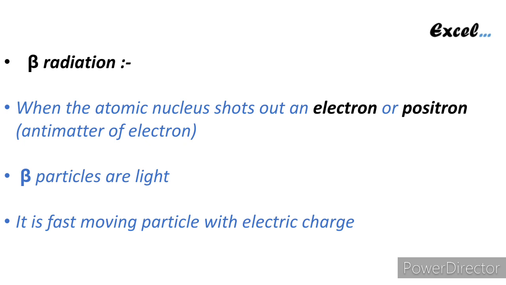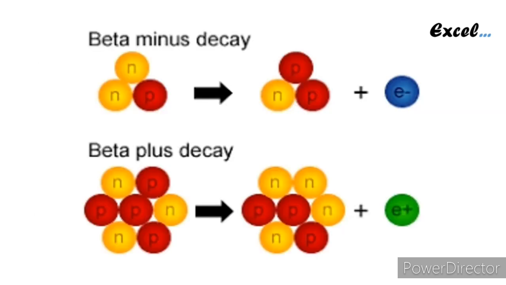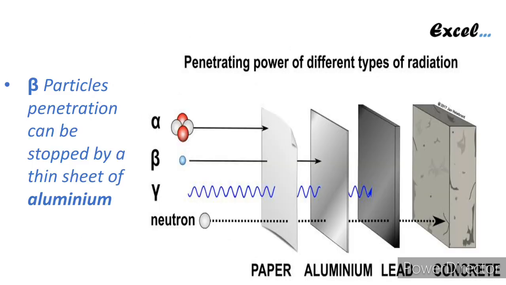Beta radiation. It is when the atomic nucleus shoots out an electron or a positron, which is the antimatter of the electron. Unlike alpha radiation, which is heavy, beta radiation is light. It is a fast moving particle with electric charge. Here in the figure you can see beta plus decay and beta minus decay. Beta particles can be stopped by a thin film of aluminium.